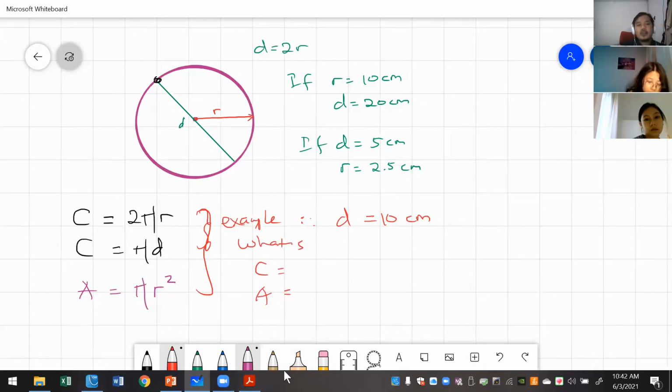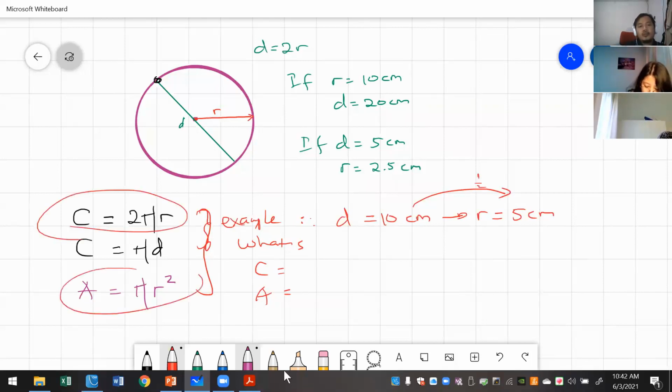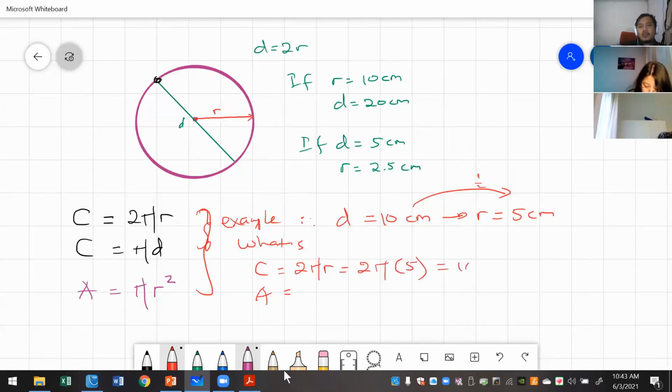For the circumference, you can use this formula here, but I recommend that you find the radius first. From this information, I can say that the radius r is half of 10, which is equal to 5. So you can use this formula and this formula here to find the circumference and the area of the shape. For the circumference, I have 2 pi r. I substitute the r with 5. So I have 2 pi times 5, and I will get 10 pi centimeters.